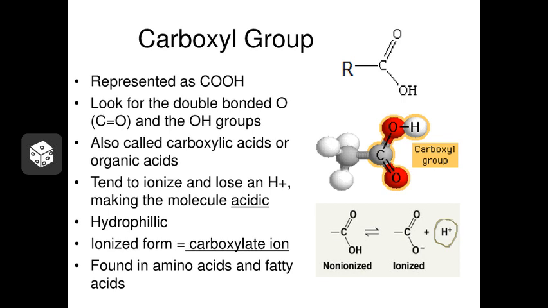Molecules that contain carboxyl groups are sometimes called carboxylic acids, and the ion that it produces is sometimes called a carboxylate ion. We find carboxyl groups in lots of places, but specifically we find them in amino acids and fatty acids, and that word acid should be a clue for you that it's probably got a carboxyl group.